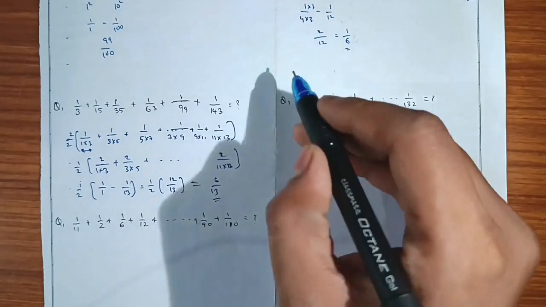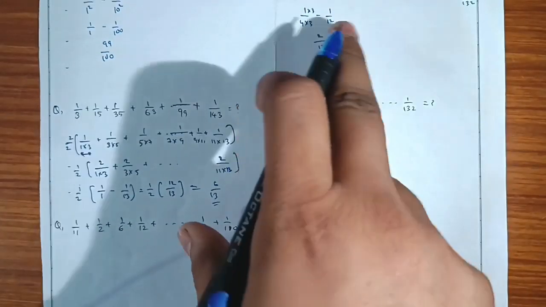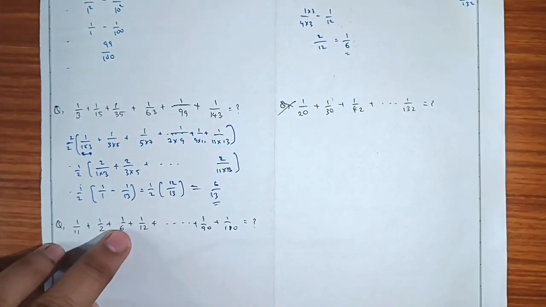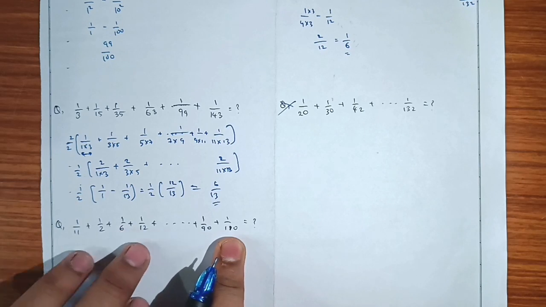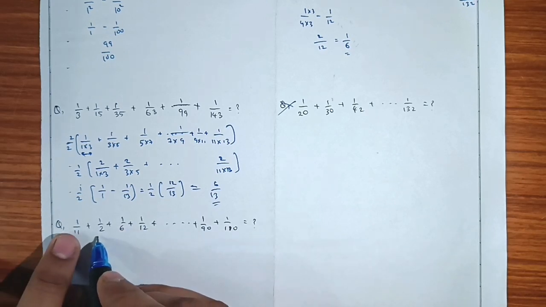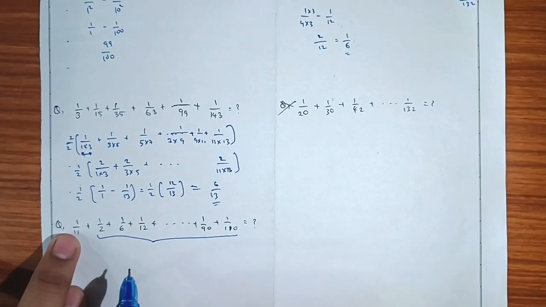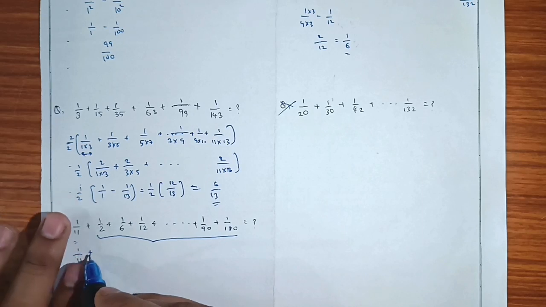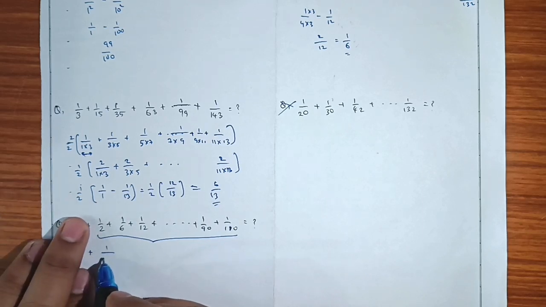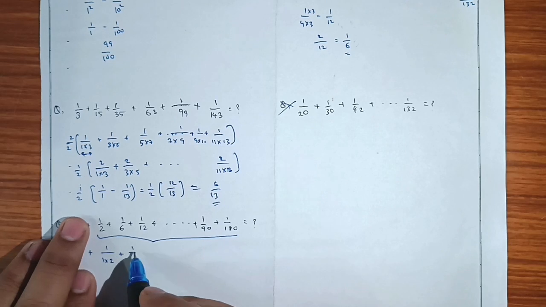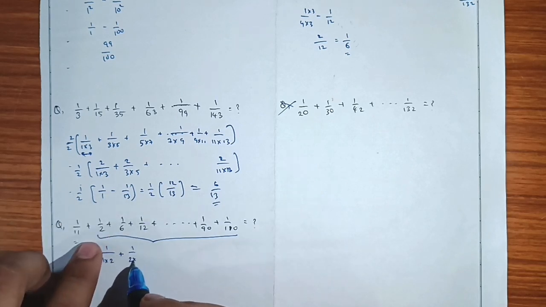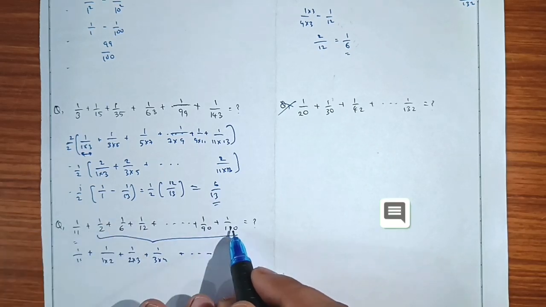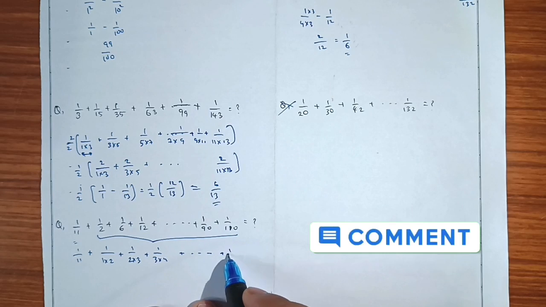Now let us see this question. Sorry, we have already seen this question above. Now let us see this question: 1 by 1 plus 1 by 2 plus 1 by 6 plus so on up to 1 by 110. If you see, this part is following the condition. Let us keep this aside: 1 by 11, plus to this we can write 1 into 2, plus 2 into 3, plus 3 into 4, plus so on up to 10 into 11.